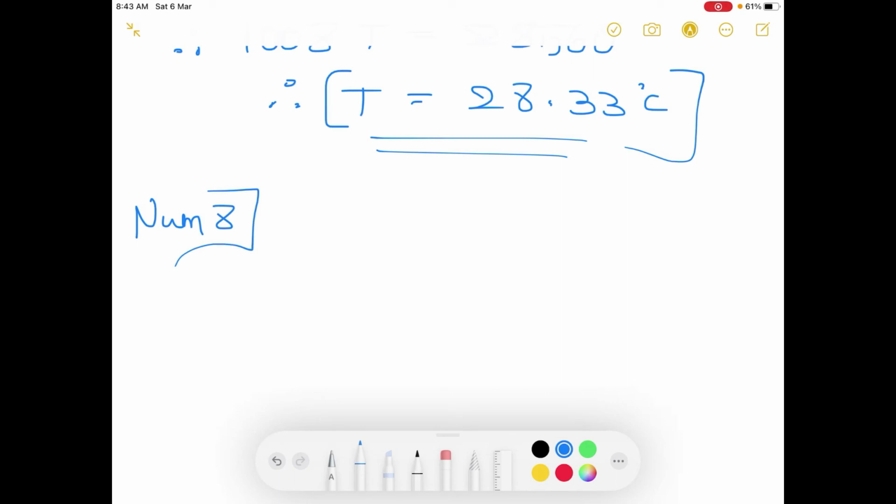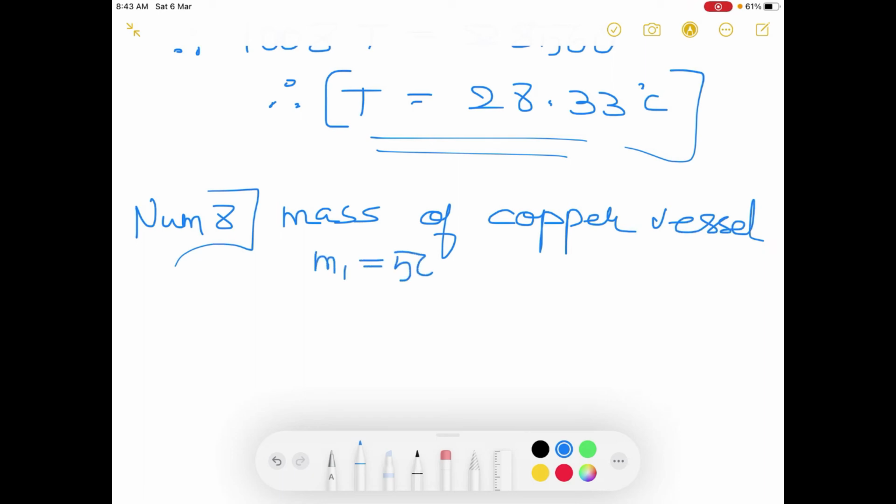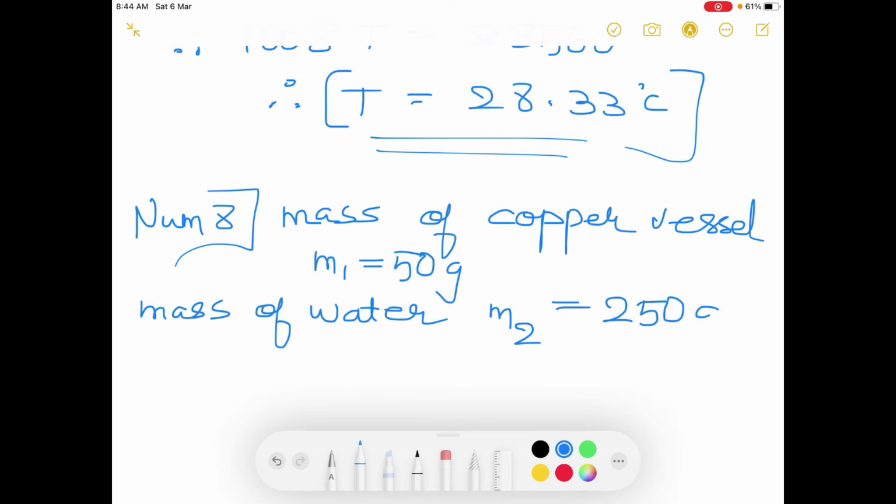Okay, mass of copper vessel, એને કહી દઈએ આપણે M1, that is equal to 50 gram, and mass of water એને કહી દઈએ M2, which is equal to 250 grams. Okay, calculate the mass of ice required to bring down the temperature of vessel and its contents to 5 degree Celsius.